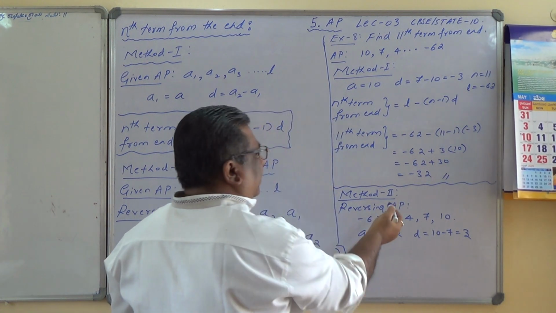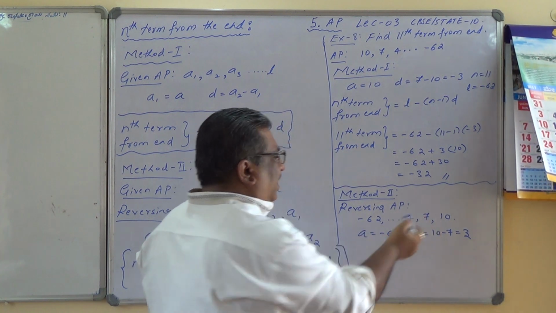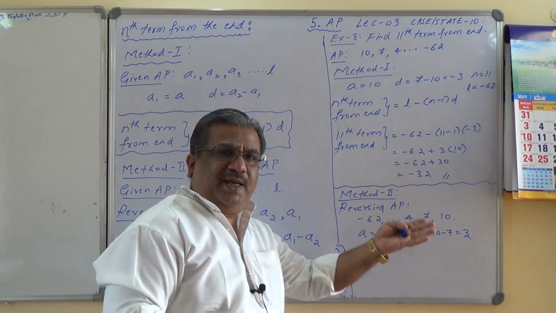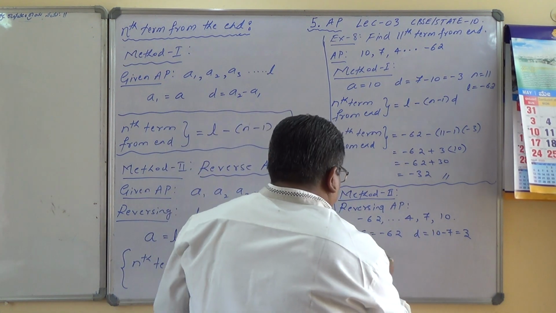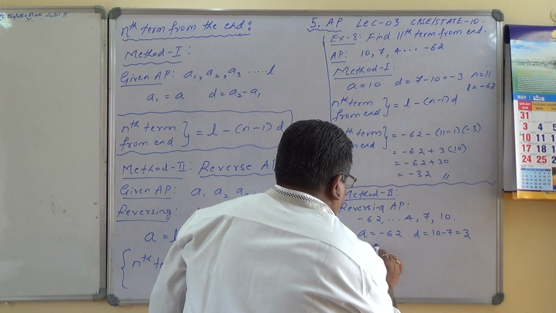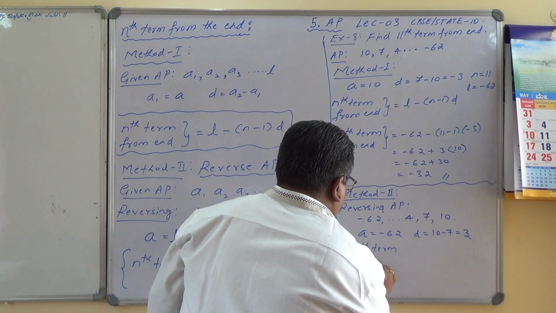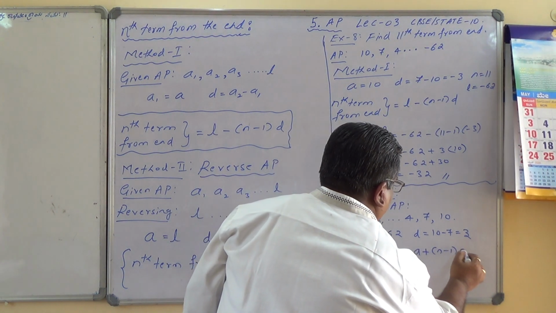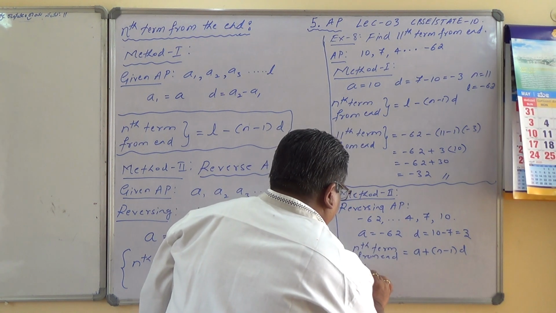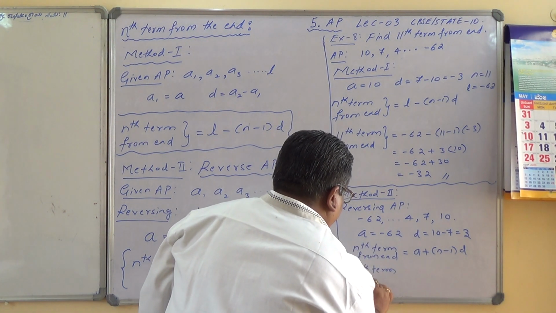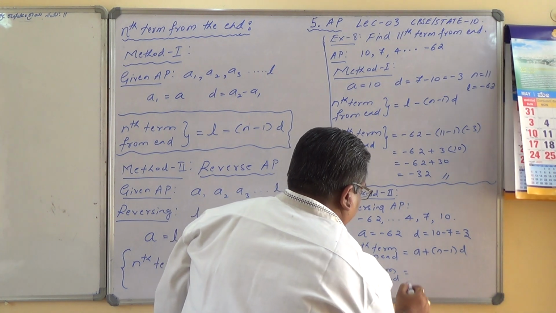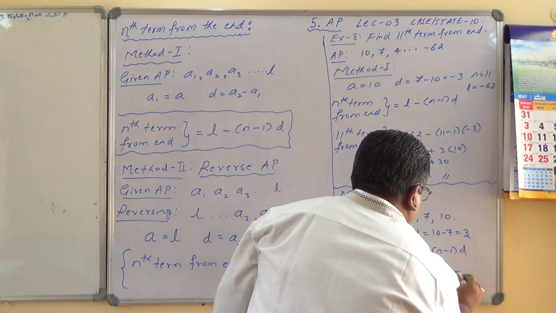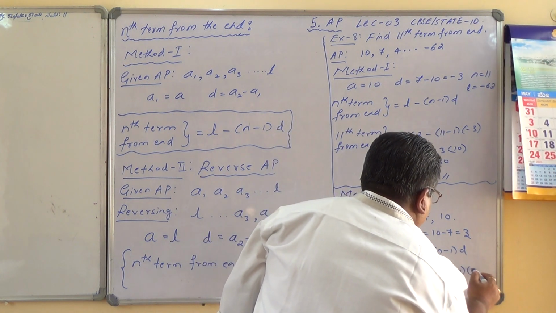What is the nth term? Nth term from the end is nothing but nth term from the beginning only. If I reverse this AP, nth term from the end is nothing but nth term from the beginning itself, that is 11th term from the beginning. So first I write the formula. Nth term from end equals a plus n minus 1 into d. So 11th term from end equals, a is how much? Minus 62 plus 11 minus 1 into d. d is 3 here.